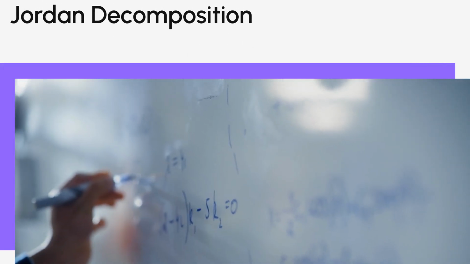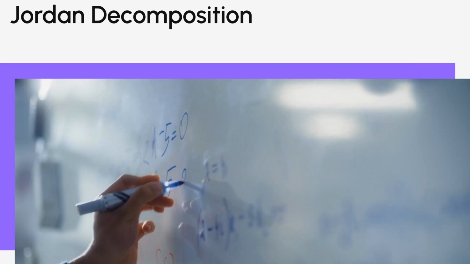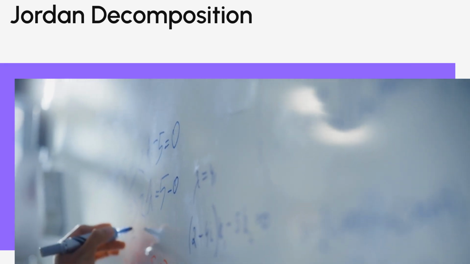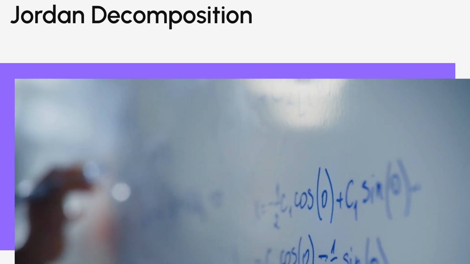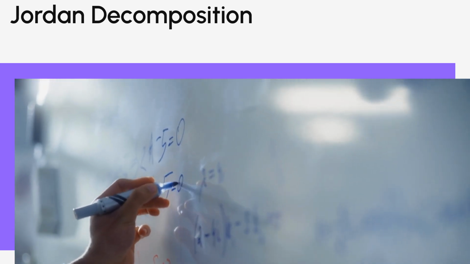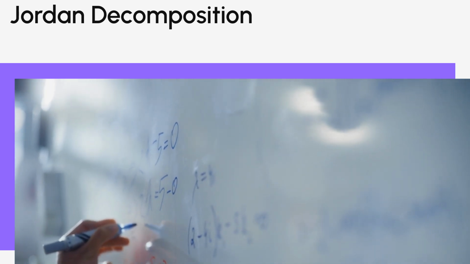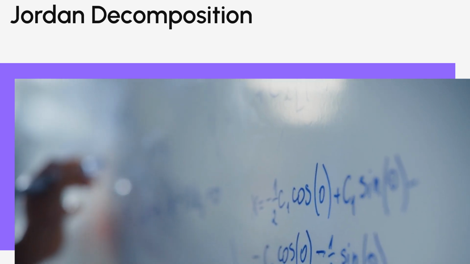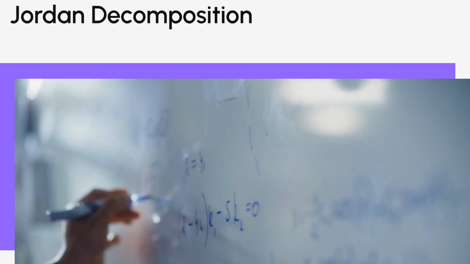Jordan decomposition extends eigendecomposition for non-diagonalizable matrices. It breaks a matrix into a form involving Jordan blocks, which group similar eigenvalues and include some structure for handling repeated roots. This is helpful when a matrix doesn't have enough linearly independent eigenvectors.